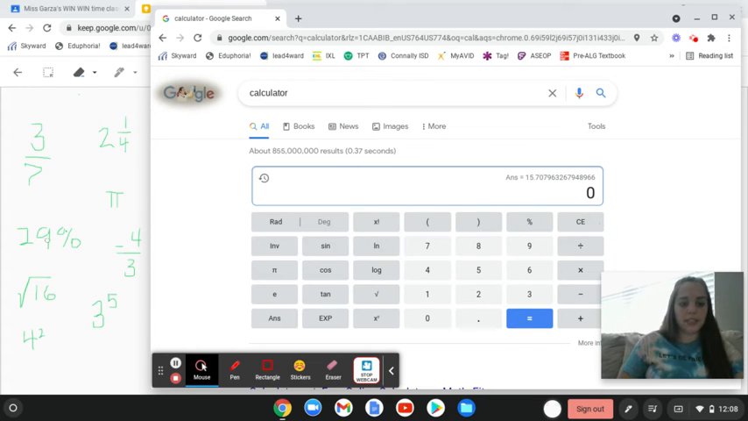Let's talk about percents now, 29%. Here is the percent button, but you need to go ahead and type the number first. 29% equals 0.29. So that's the decimal form of that.